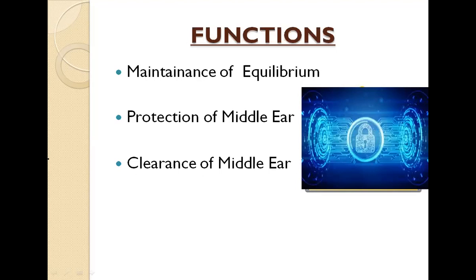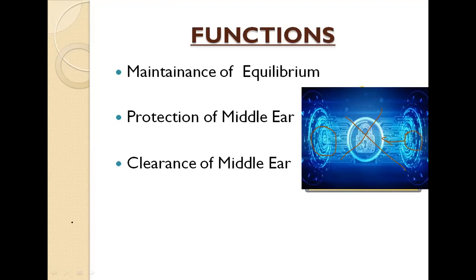So consider this to be the nasopharynx and consider this to be the middle ear cavity, and this is the auditory tube. The high sound waves entering the auditory tube from the nasopharynx are blocked here, and it does not allow the further transmission of the high sound waves into the middle ear cavity.